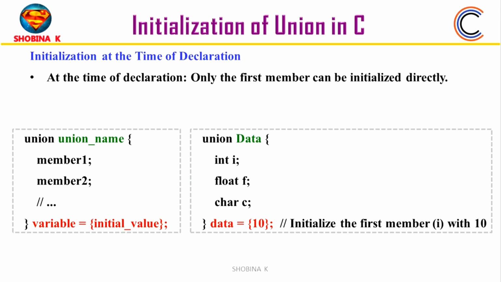In this example, the union data is defined with three members: int i, float f, and char c. The variable data of type union data is initialized at the time of declaration, and the first member i is initialized with the value 10.